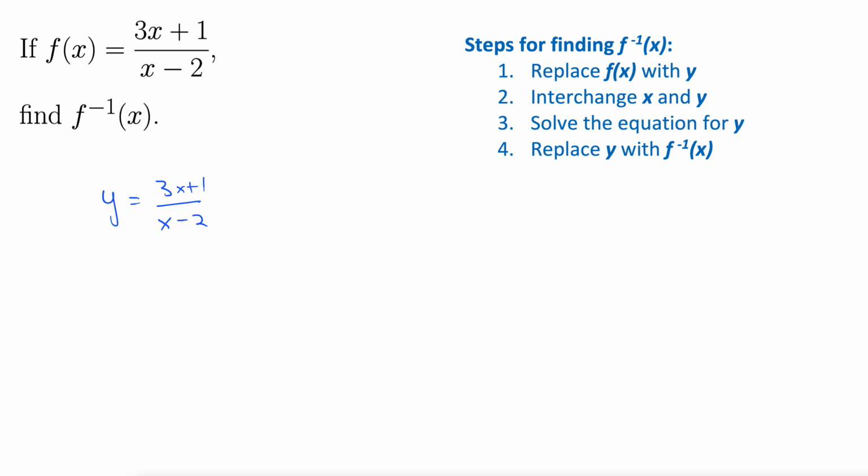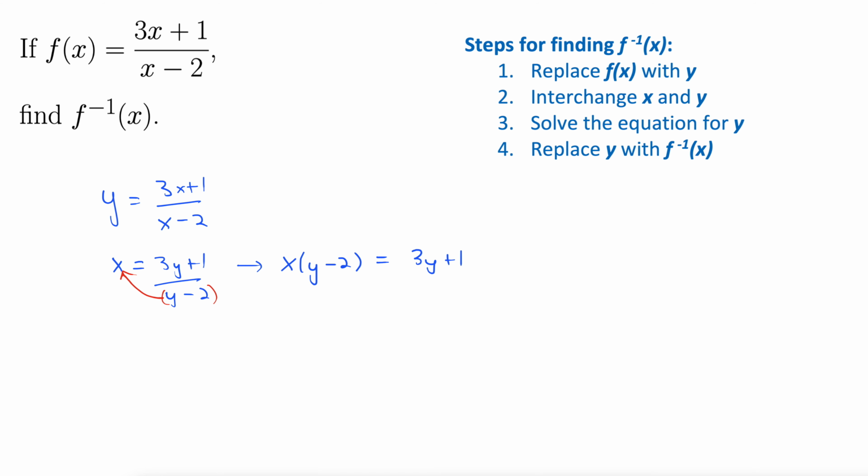So far so good. Step 2, interchange x and y. Okay, x equals (3y plus 1) over (y minus 2). Here's the hard part with this kind of example. Solve the equation for y. Okay, we multiply up by y minus 2 here. We're technically multiplying both sides by that. What that gives us is x times (y minus 2) equals 3y plus 1.